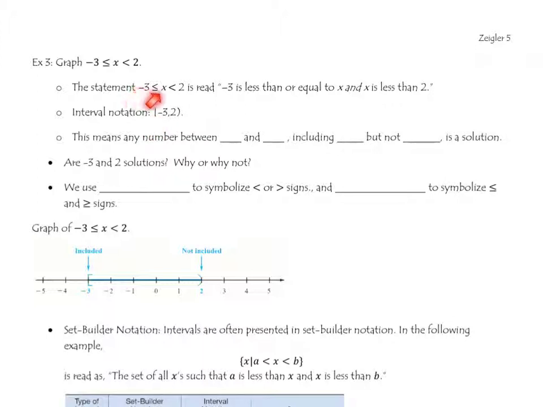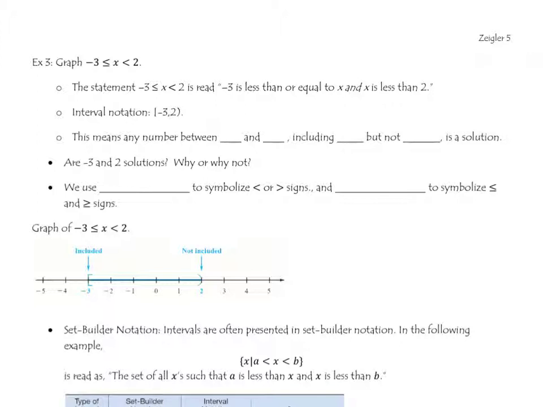If I was going from this statement, I would come down to my number line and find negative 3, and I would put a bracket because of the less than or equal to symbol. And then I would say that's less than x, so x is going to the right all the way to 2. So I would look for 2 on my number line, and since I have a less than instead of a less than or equal to, I would use the parenthesis. And then I would shade everything in between.